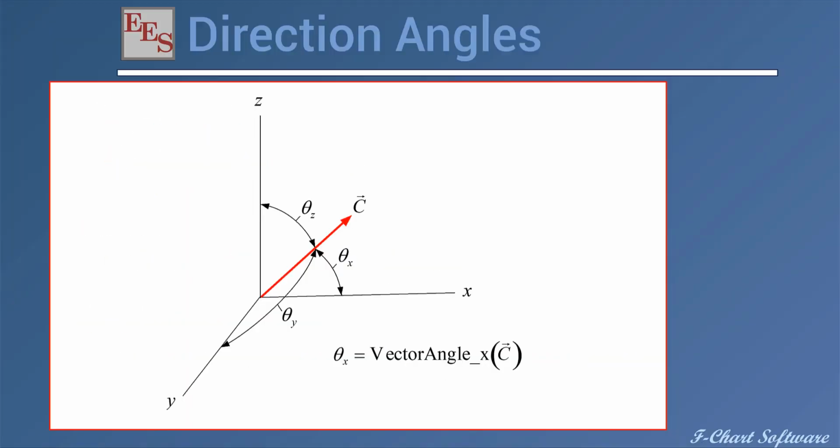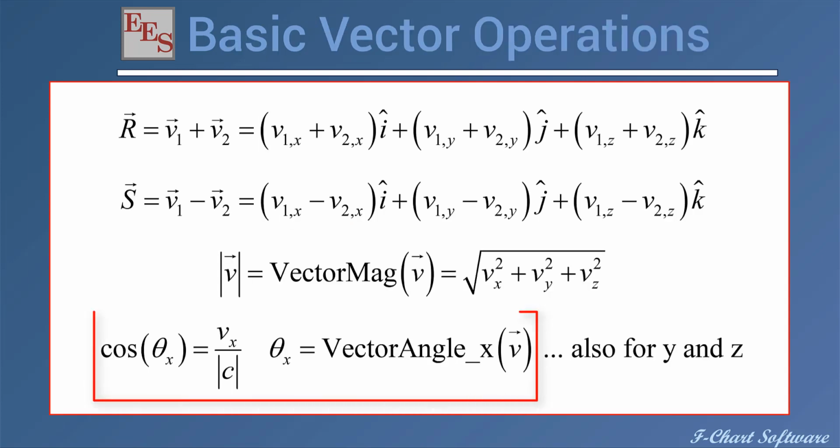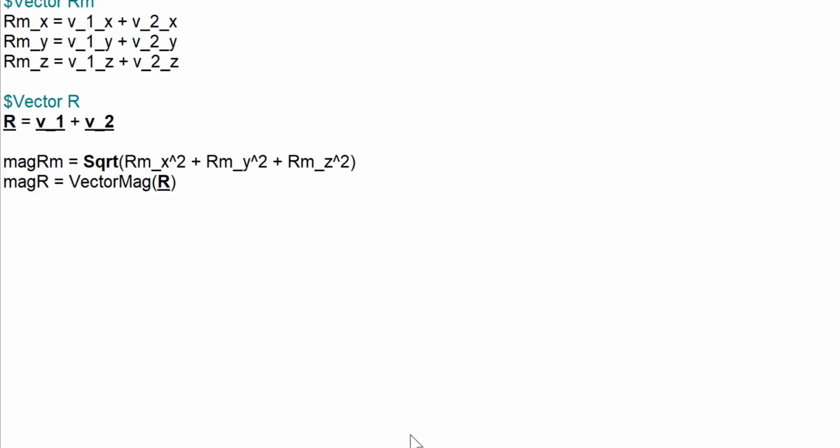The angles between a vector and the various coordinate axes are sometimes referred to as the direction angles, and they are shown in this figure. And these can be computed according to equations that look like this. So this one is for theta x, but you can imagine one for theta y and theta z. And these calculations can be accomplished automatically using the vector angle sub x function as demonstrated here. And of course, similar functions exist for the y direction, and if you have a 3D vector for the z direction.